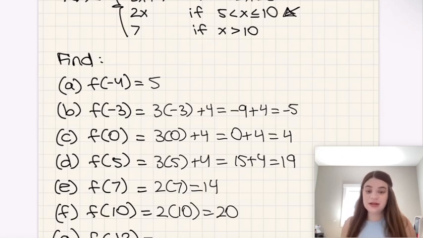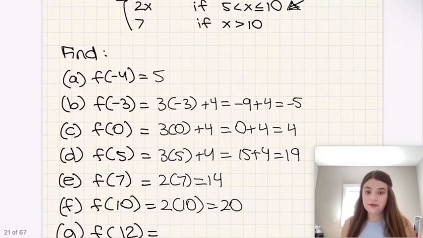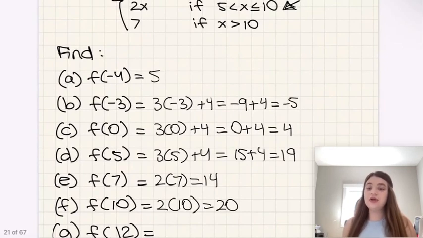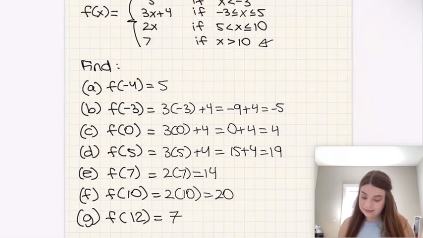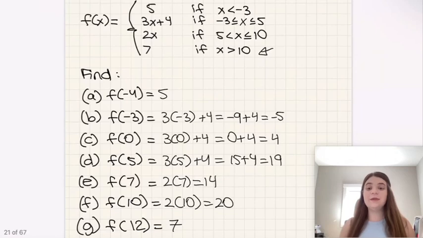And then last but not least, we have f of 12. So 12 is greater than 10, right? So this does fall into the last category of x being strictly greater than 10. And we know that all the time, that just means it's 7. So we don't even need to plug anything in. The answer is just 7. And there we go. That's how we can evaluate this function at different places.